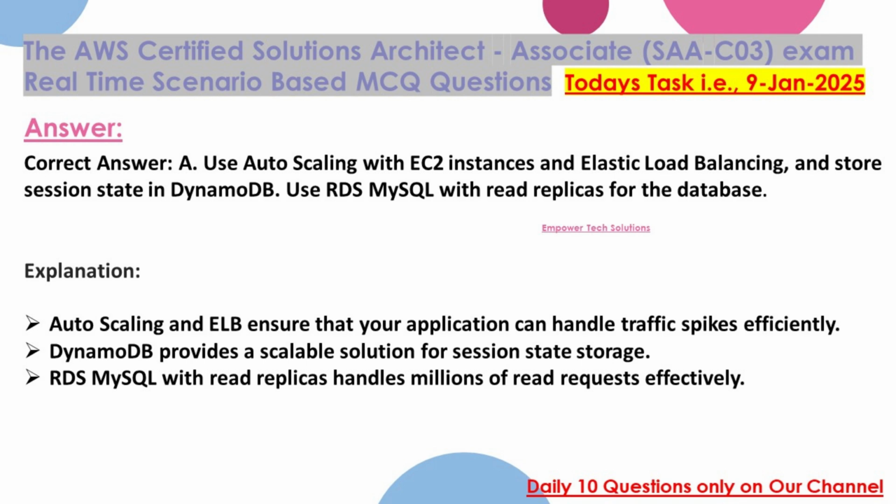Correct answer: A. Use auto-scaling with EC2 instances and elastic load balancing, and store session state in DynamoDB. Use RDS MySQL with read replicas for the database. Explanation: auto-scaling and ELB ensure that your application can handle traffic spikes efficiently. DynamoDB provides a scalable solution for session state storage. RDS MySQL with read replicas handles millions of read requests effectively.